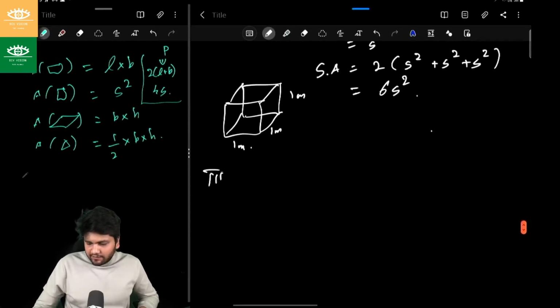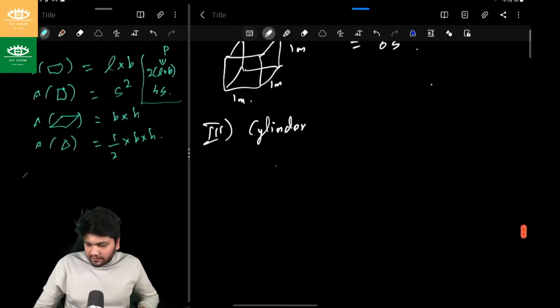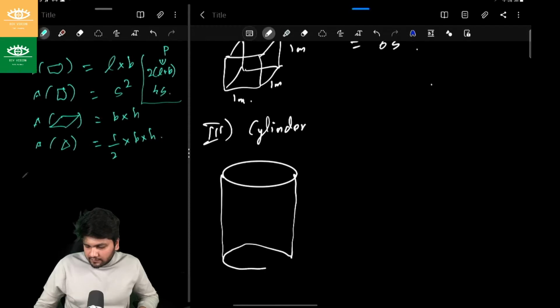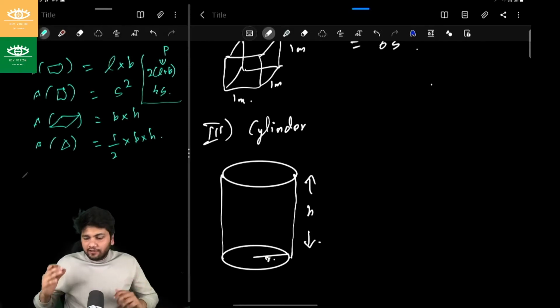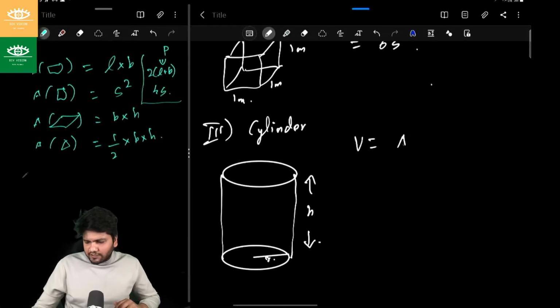Now the third one is simple, which is the cylinder. Now again, if you draw the cylinder like this, they have given some things, that is the radius of the cylinder or the base of the cylinder, then they will give you the height of this thing. Now remember again surface area and volume. See how much amount do we require to fill this thing first of all. So volume is very simple. Volume is what? As I told you, it's area times height.